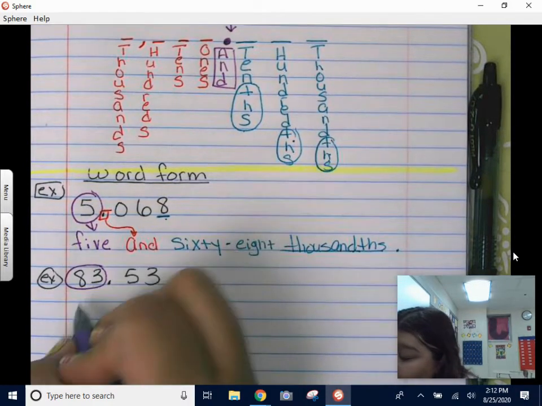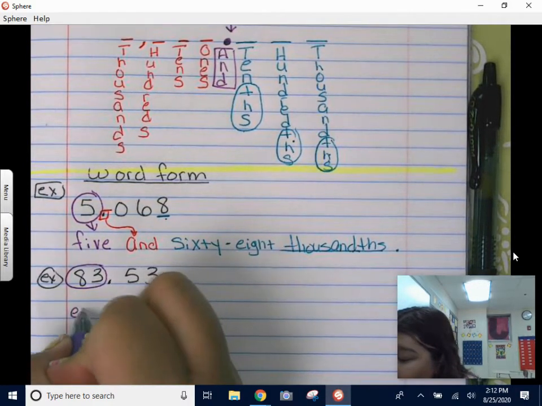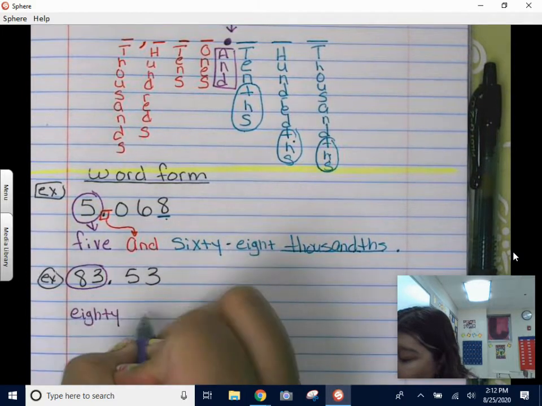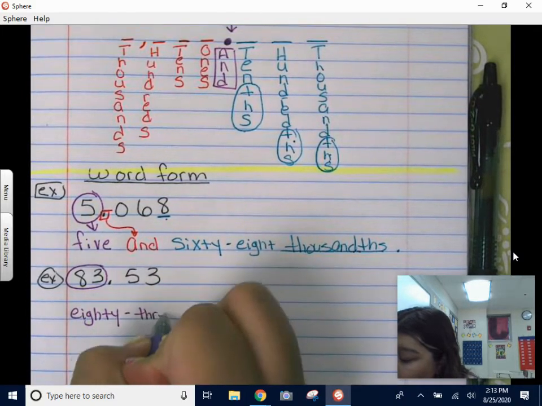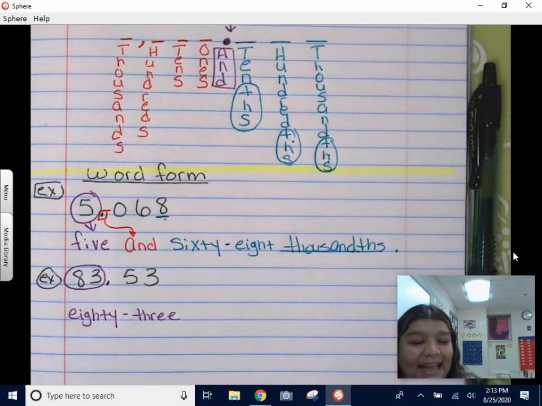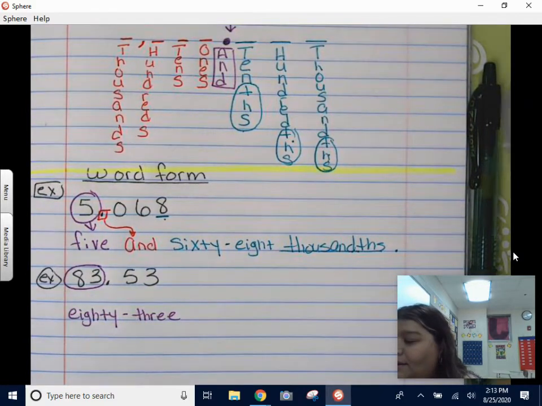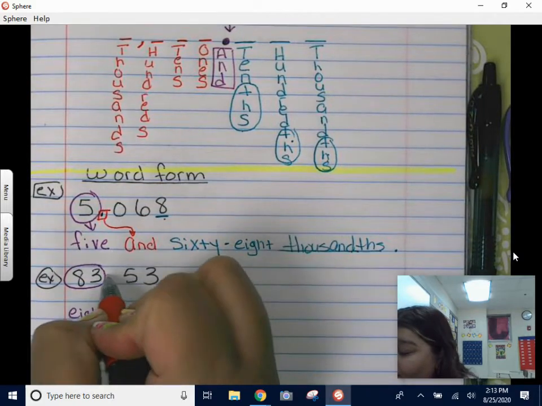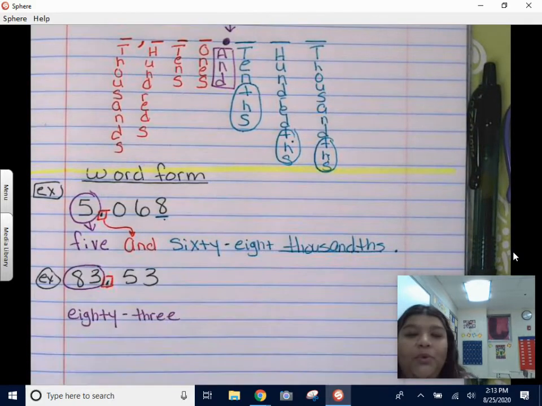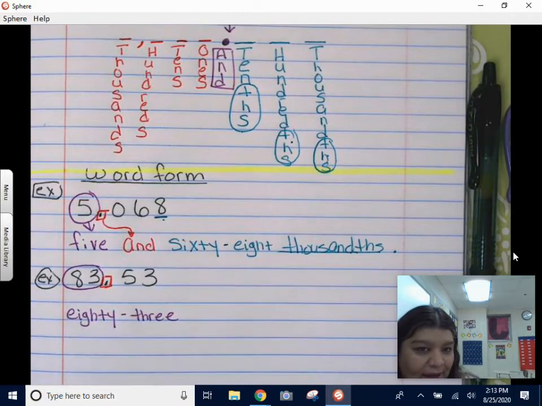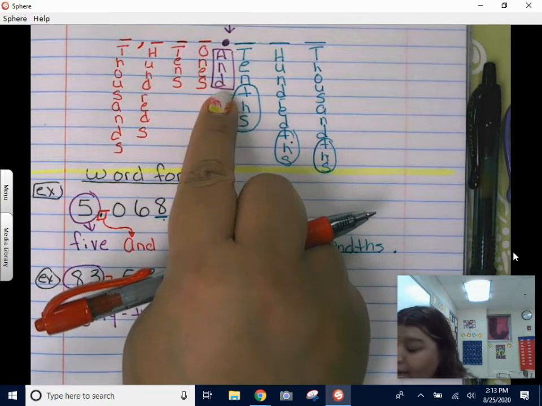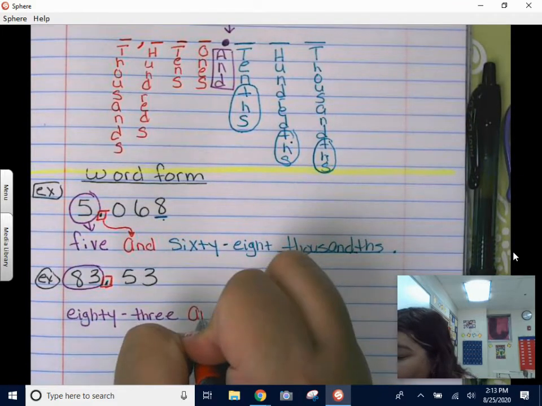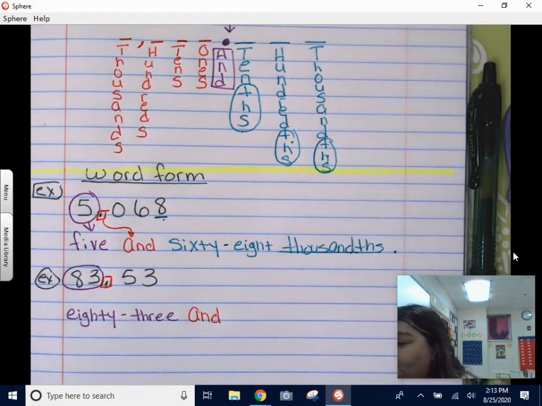83, okay? So 80 dash 3, okay? 83. So far, so good. Now, we have this dot again. What do you say in place of the dot? And. Very good. We use the word and. So go ahead and write the word and.